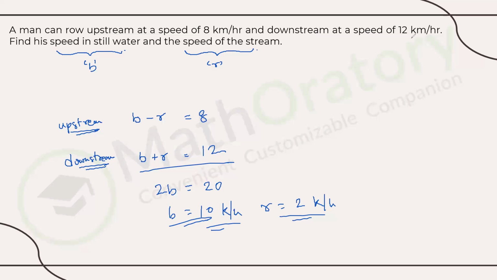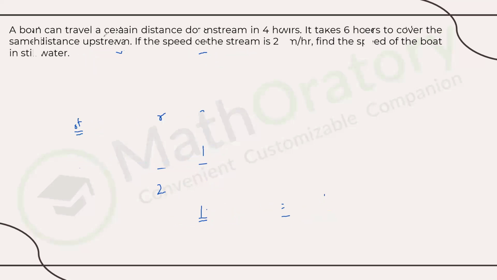Let's try another problem, a small variation here. So here we have a boat that can travel a certain distance downstream in 4 hours. It takes 6 hours to cover the same distance upstream. So now there's a small variation. The speeds are not known to us, but what is given to us is a certain distance, let's say D, the boat can travel upstream.